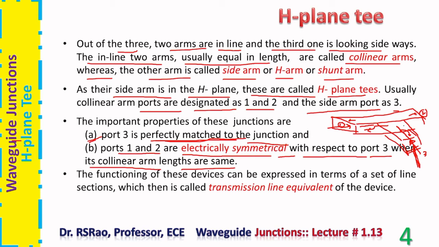If these two outputs remain in phase, then we say ports 1 and 2 are electrically symmetrical with respect to port 3. In case of H-plane T, it is so. That's why port 3 is electrically symmetrical. It is not so in case of E-plane T. E-plane T also exhibits physical symmetry, but its electrical nature is such that outputs are out of phase.